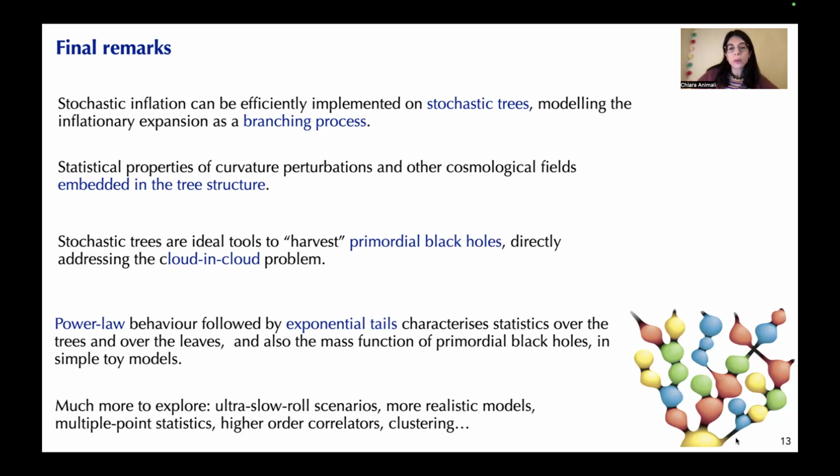So, of course, what I presented so far was an application of stochastic trees to simple toy models and also to one-point distributions. And there is much more to explore, for instance, considering much more realistic models, ultra-slow roll scenarios, and also multiple point statistics, higher order correlators, clustering property of primordial black holes, and on some of these topics, we are working now with my collaborators.